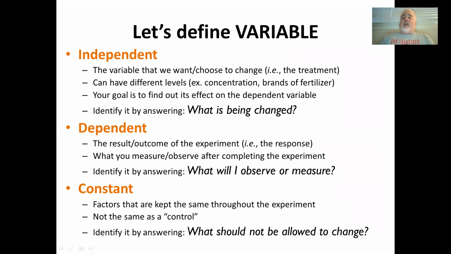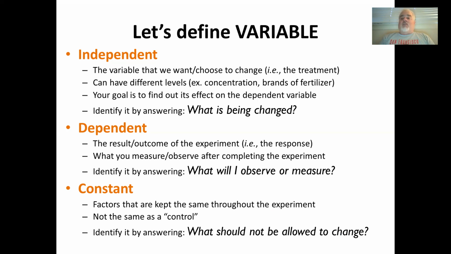We talked about the variables, and I said I'll talk about that in a moment. So there are 3 types of variables. You need to know these 3 terms. The independent variable is what is being changed. In other words, the independent variable is the treatment.